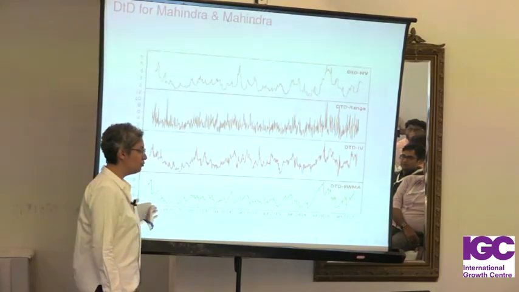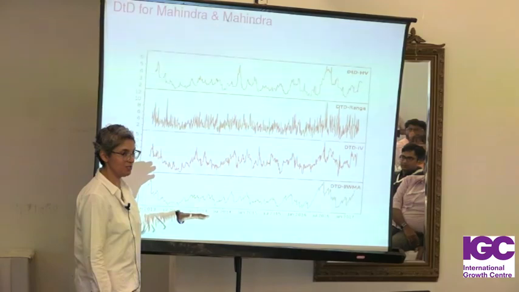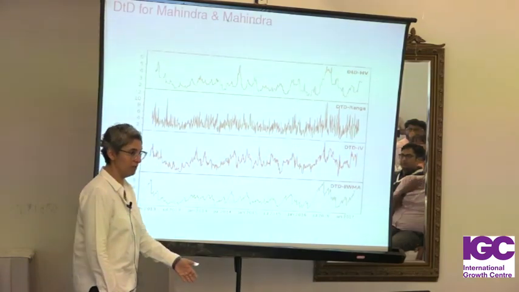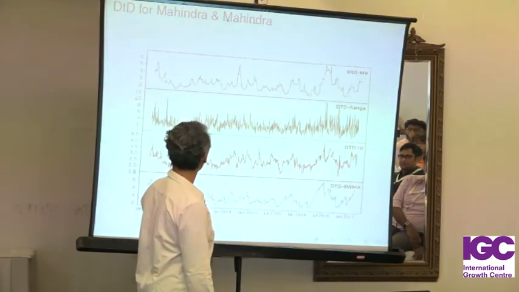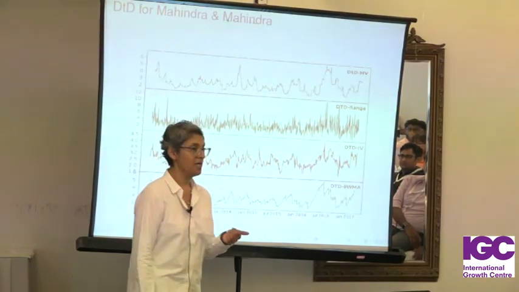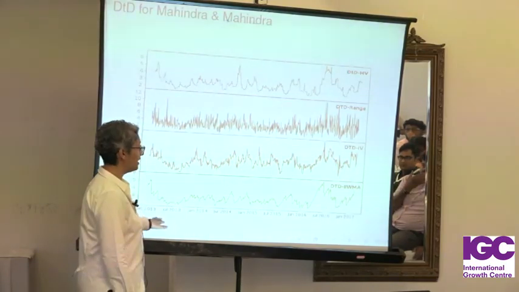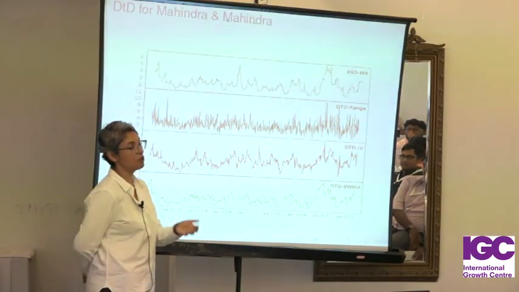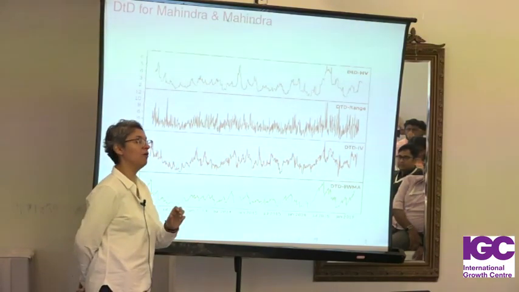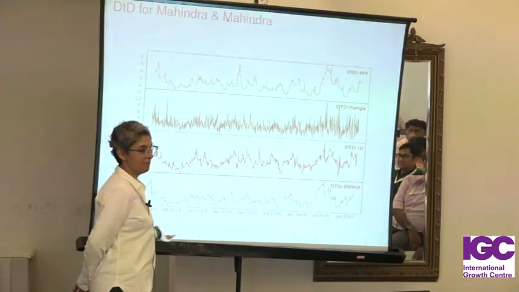Mahindra and Mahindra seems to like sitting in the lower DTD ranges, which is closer to 0 as compared with HUL. So my sense is even though there is much less volatility in Mahindra and Mahindra, the levels of the DTD are closer to 0. So it tends to be a company that appears to be more close to default as compared. Let me not say that. Close to default sounds terrible. It has higher credit risk as compared with HUL.